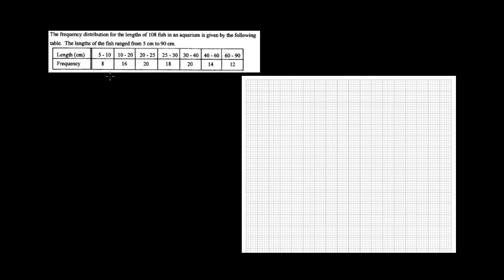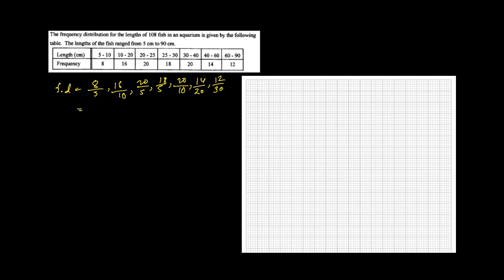Let's start with the frequency density. FD is going to be frequency divided by class width. Here you don't have to do 10.5 minus 4.5 or anything, you just have to subtract. 10 minus 5 is 5. Frequency 16 by 20 minus 10 is 10. Very straightforward. 20 divided by 25 minus 20 is going to be 5. 18 divided by class width, 30 minus 25, is 5. And 20 divided by 40 minus 30 is 10. 14 divided by 60 minus 40 is 20. And 12 divided by 90 minus 60 is 30.